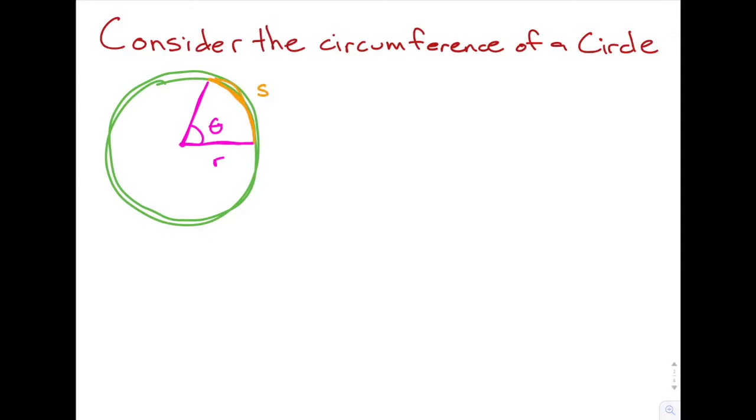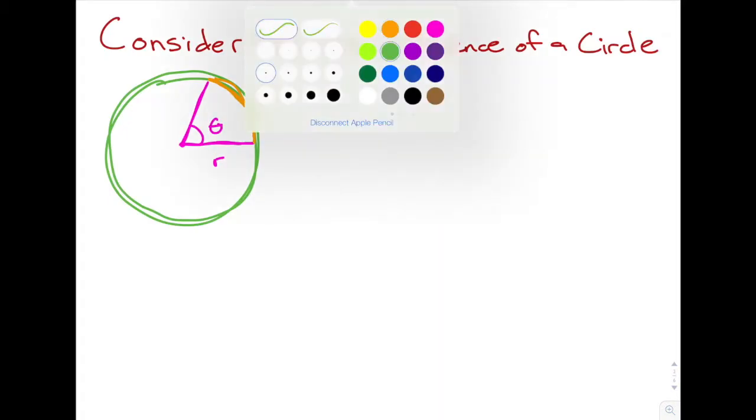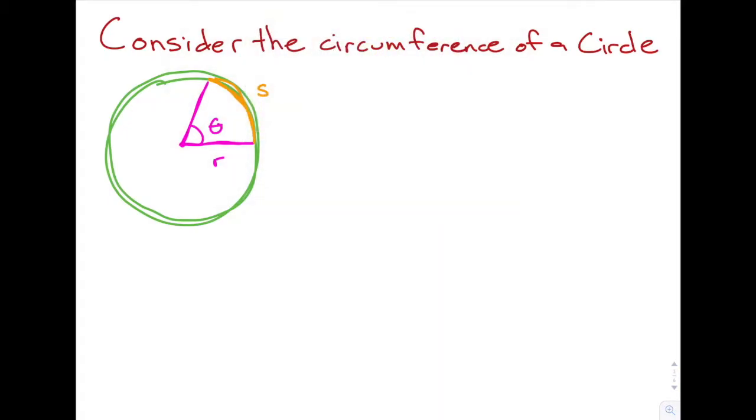Now, to find an equation for s, we should consider the circumference of a circle, because we're trying to find some fractional amount of the circumference of the circle. So the circumference c, we remember, is 2 pi r. So we have the circumference of the circle.